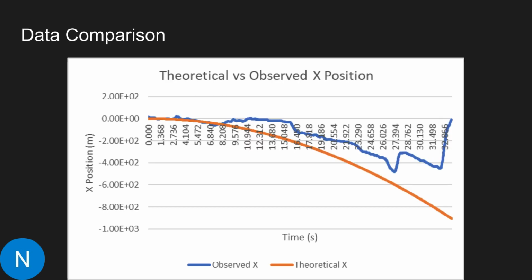Comparing the X position data, you can see that it is roughly similar for the first two-thirds of the data, but the camera being shaky does throw it off, causing those spikes. But if it wasn't for that, the data would likely look very similar.